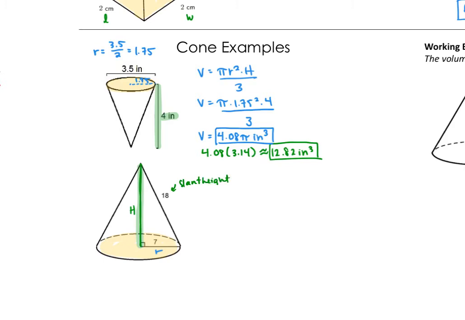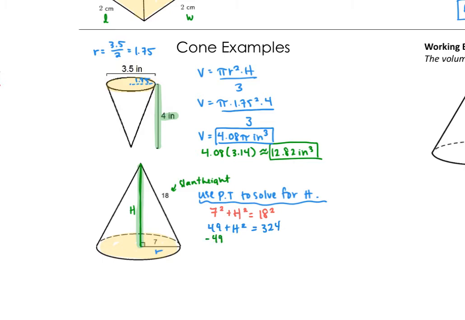So anytime you are given the slant height instead of the actual height, you need to use Pythagorean theorem to solve for the height. Okay, so here we have just a plain old right triangle. 18 is my hypotenuse. So using Pythagorean theorem, it's just going to be 7 squared plus h squared equals 18 squared. Remember, in Pythagorean theorem, your hypotenuse is always by itself. All right, so 7 squared is 49 plus h squared equals 18 squared, which is 324.